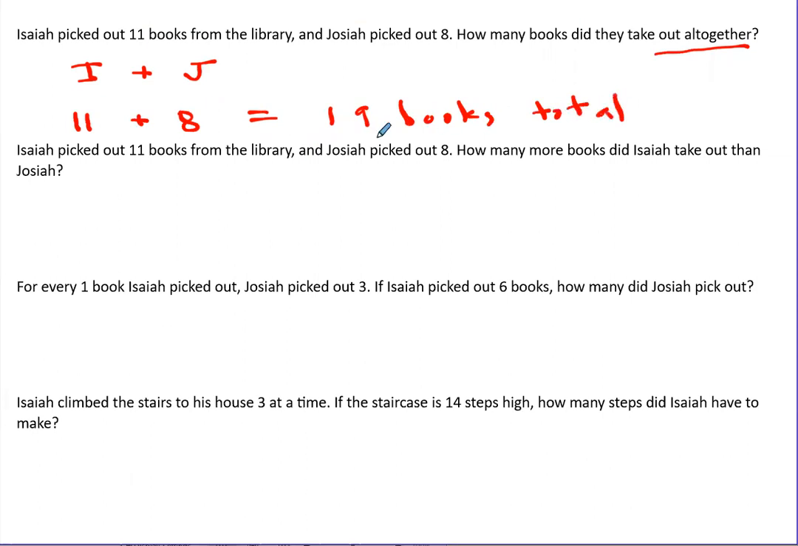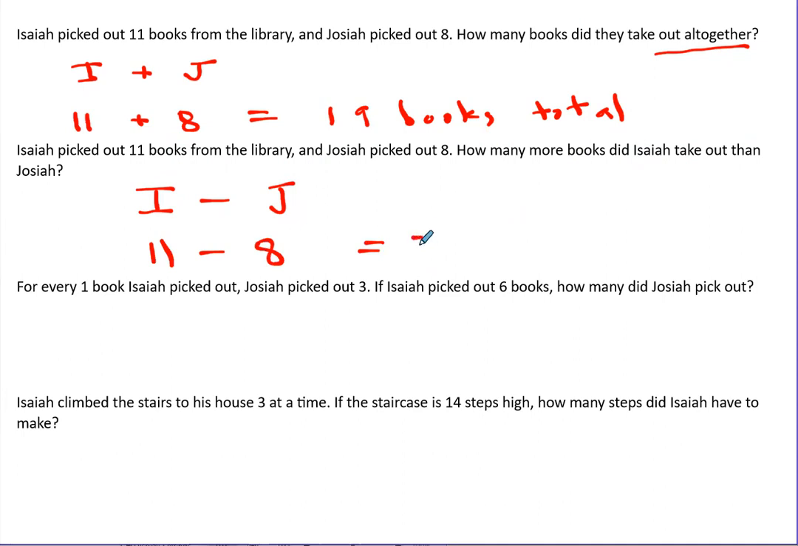Or you could ask, how many more books did Isaiah take out than Josiah? I'm saying Isaiah picked out more. I'm going to subtract the number that Josiah took out because I'm literally finding the difference, right? That's the third definition of subtraction, to find the difference between 2 values. And I already know that Isaiah picked out more. That's what the question is saying. How many more books did Isaiah pick out? So I'm going to start with Isaiah, that's 11, minus the number Josiah picked out, and 11 minus 8 is 3.